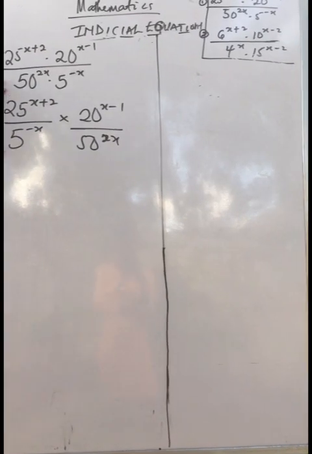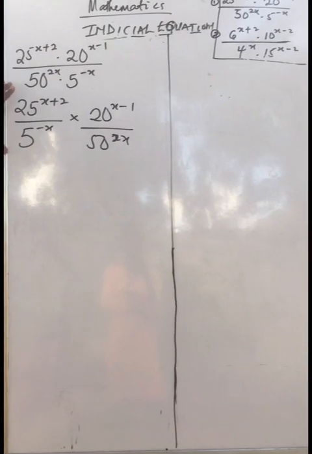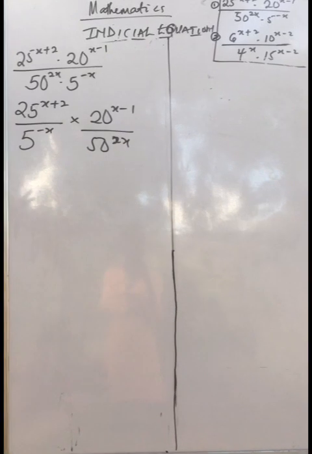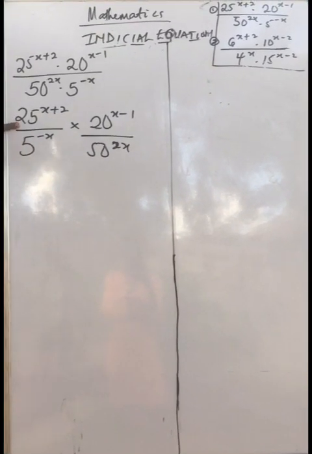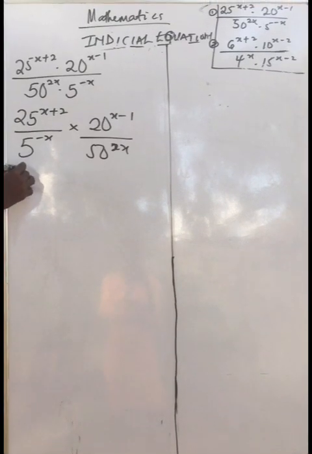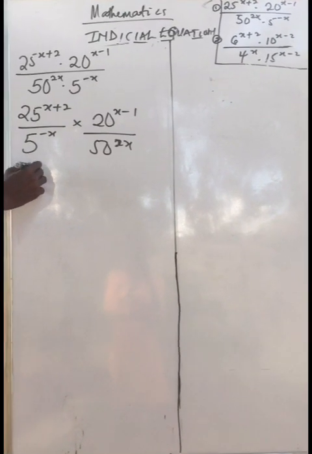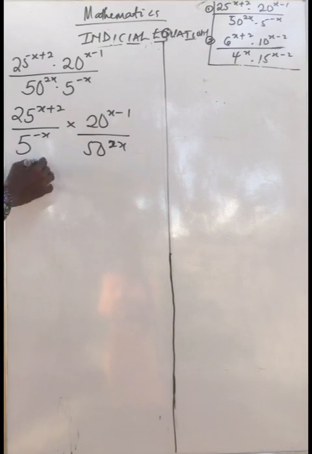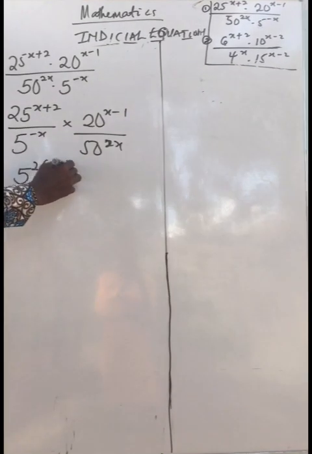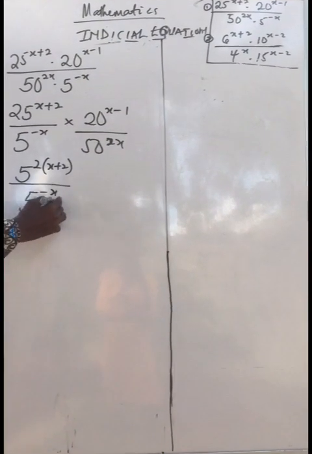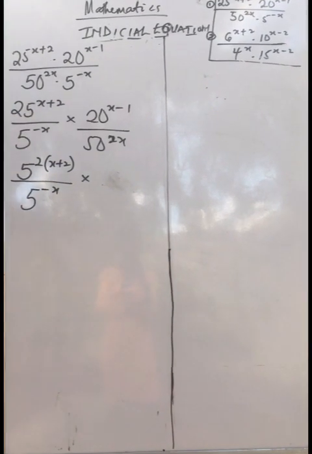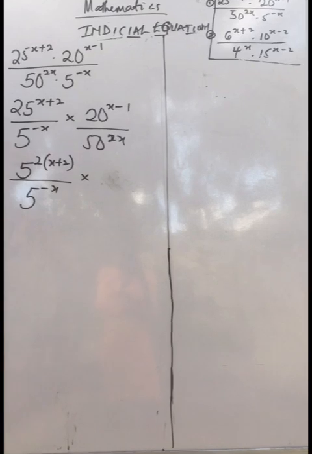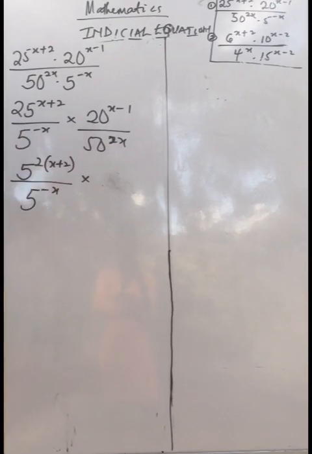Now remember, if you look at this here, I think they are the same. I can actually work things out with this. So I can write 25 in terms of 5, which gives me 5 raised to the power of 2, in open bracket x plus 2, into 5 raised to the power minus x times 20. Remember, there is a condition to this, and that is what has been giving people problems in this aspect of things.